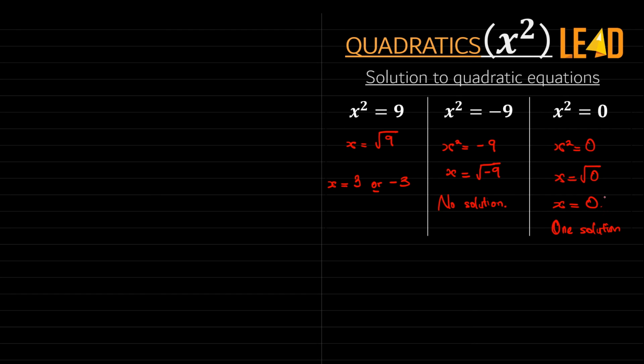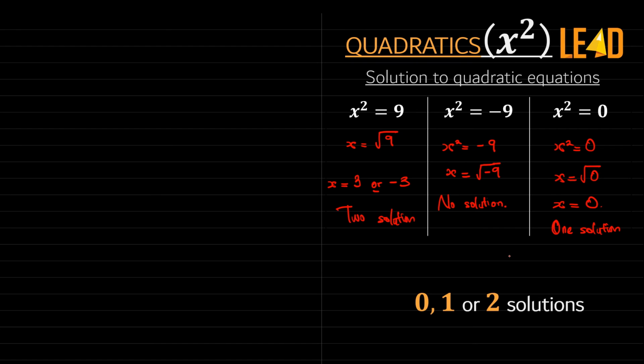So when you take the square root of 0, if along your way you have to take a square root of 0, you would know that, okay, my solution, I'm going to end up with one solution. x squared is equal to 9, 2 solutions, right? In brief, quadratics can have 0, 1, or 2 solutions.